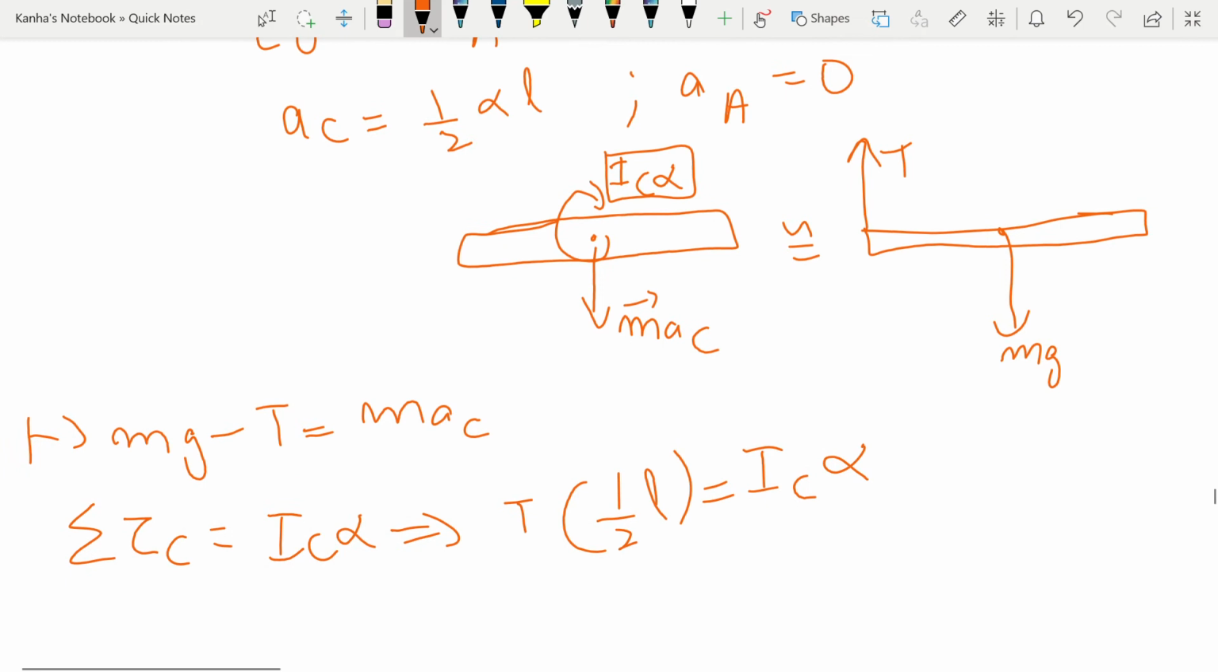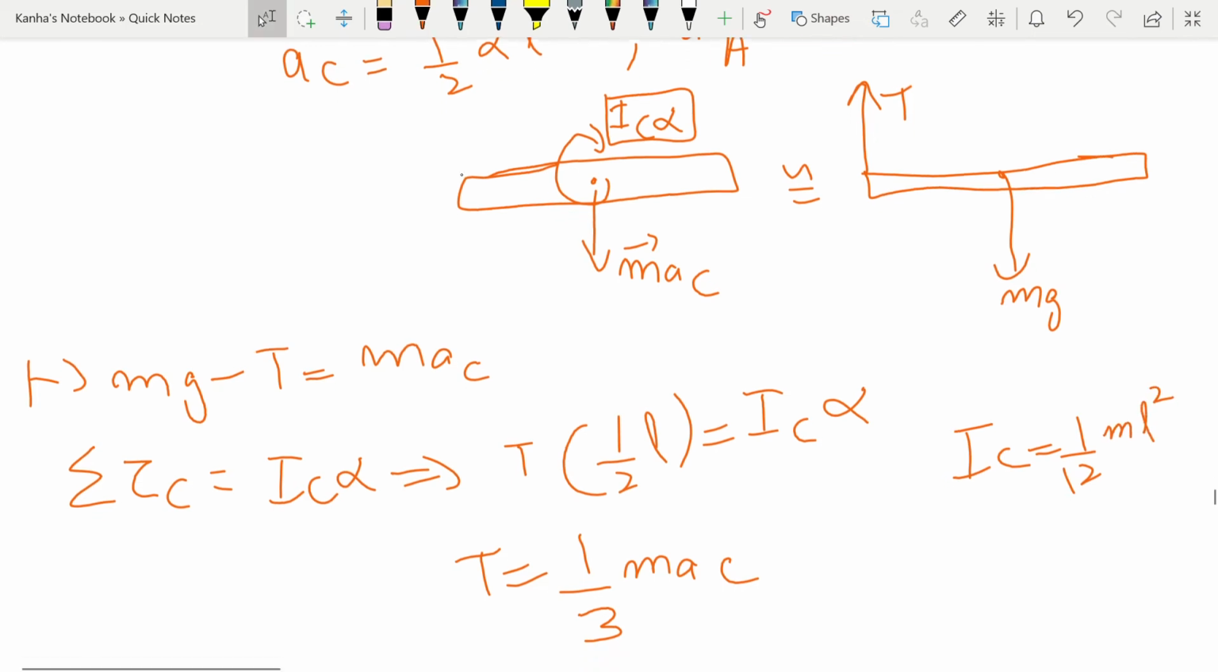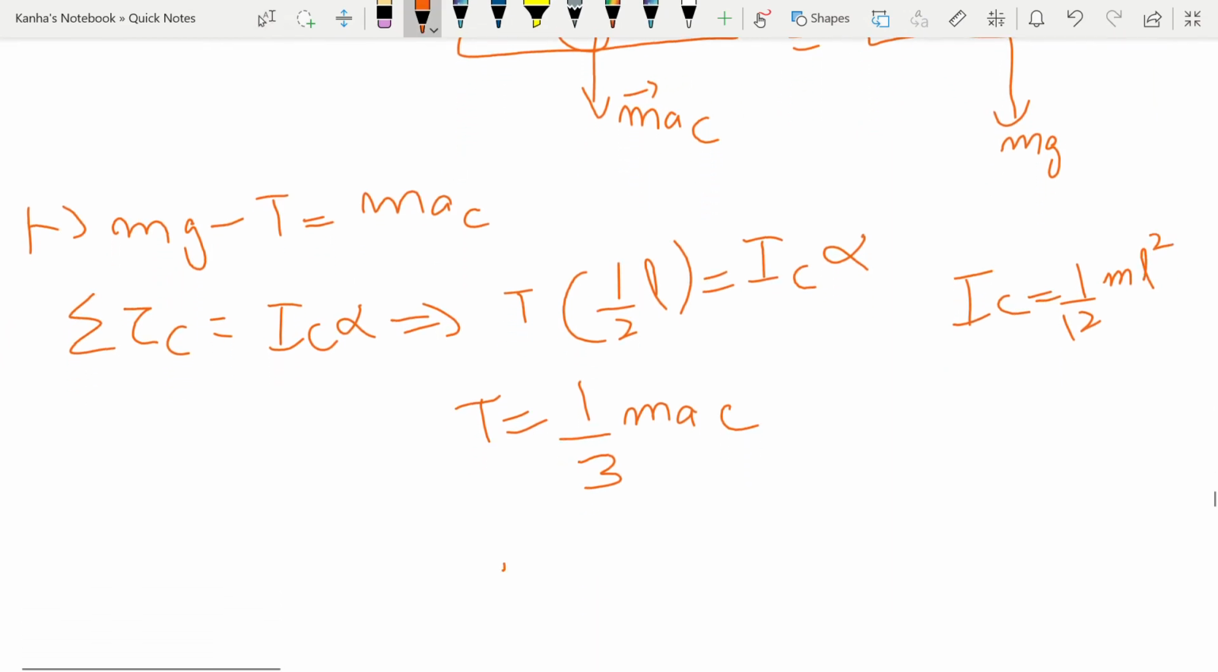Now what is the IC or the moment of inertia for a rod about its center? It's nothing but 1 by 12 m L square from the table that I showed you. So if I substitute that value here, I can easily get T is equal to 1 by 3 m a_C. Here IC is equal to 1 by 12 m L square. Using these relations, you can easily see that a_C turns out to be 3 by 4 g.